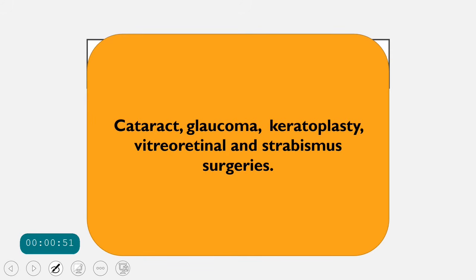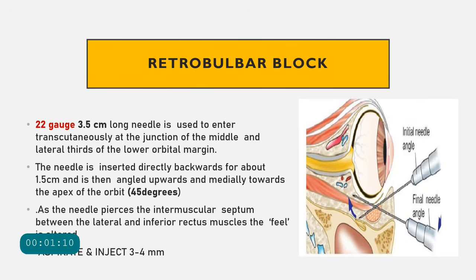So what are the indications of peribulbar block? Peribulbar block is basically done for cataract surgeries, for glaucoma surgeries, keratoplasty, vitreoretinal surgeries, and even the strabismus surgeries. So it's quite a safe type of block, and now it has actually superseded the retrobulbar block, which was associated with a lot of complications.